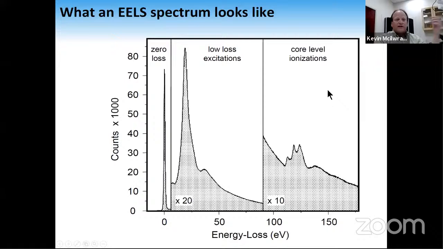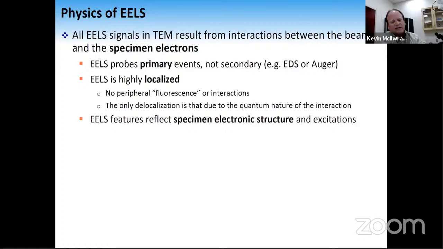What does an EELS spectrum look like? We have our zero loss, our low loss region, our core level ionizations. So EELS is different than EDS. EDS is a secondary event. An electron hits an atom, ejects another electron out of the orbital, another one falls down, and we get an X-ray. EELS is just the beam-sample interaction as the beam travels through the sample. So we're looking at a primary event. It's highly localized, and we can look at specimen electronic structure and excitations.